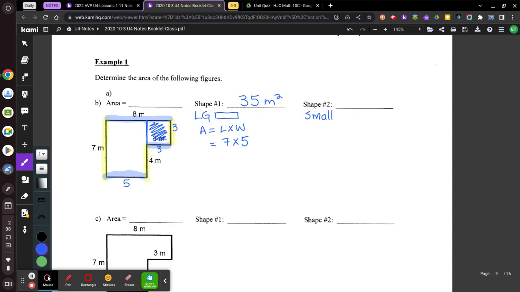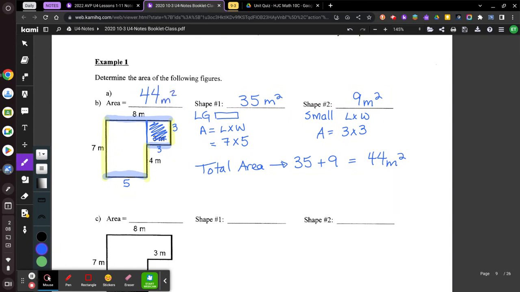Yep. And now the small square, our square here, again, is going to be length times width. 3 times 3 is going to be 9 meters squared. So now our total area is going to be to add them up. So our total area is going to be 35 plus 9 to give us 44 meters squared. So our answer is 44 meters squared.